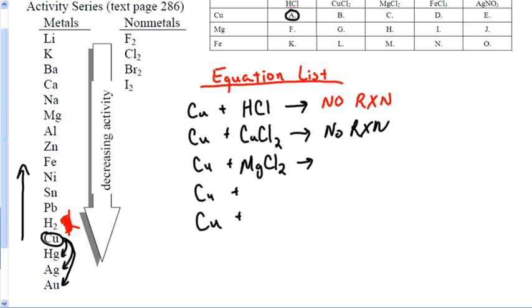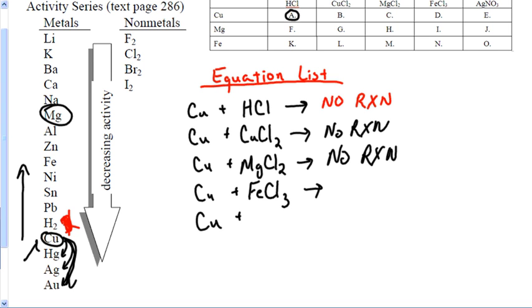Well, let's take a look at the table over here off to the side. Will copper react with magnesium? No. Why not? Well, magnesium is up here. Copper is down here. Copper can only react with things that are less active than it is. So we can go ahead and call this one a big old no reaction. How about copper plus FeCl3? Is copper higher on this list than what it's trying to replace? Copper is not. So this one's also a no.